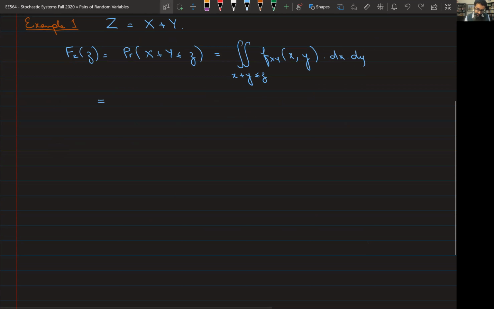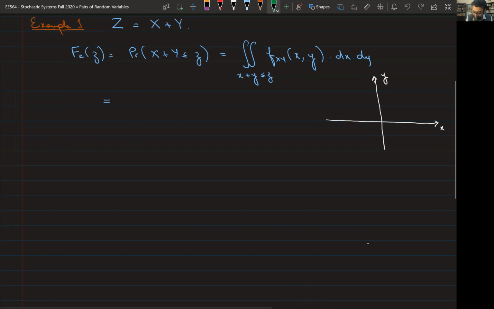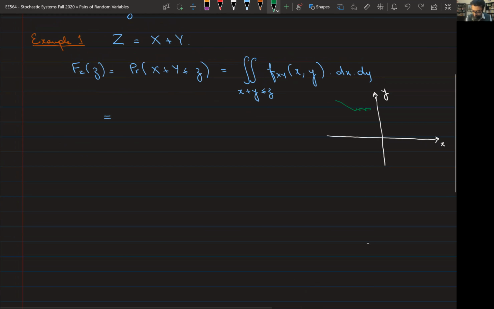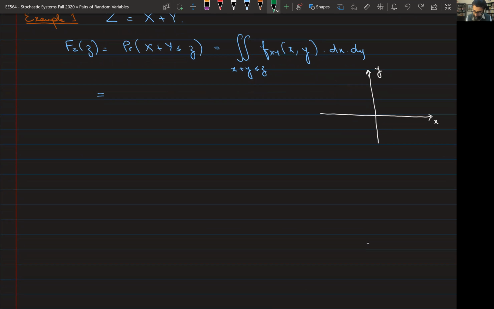In order for me to do this integration, let's try to visualize what we're trying to do. So there's an xy plane, and this is x, this is y, right? And there's an x plus y equals z line. So this is going to look like this thing here. This thing here, right? So this line is x plus y equals z.